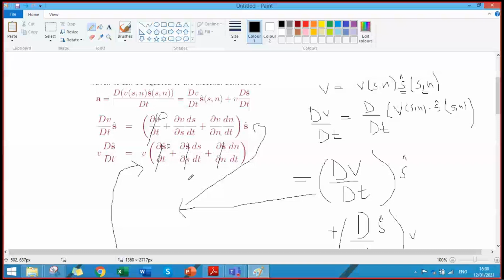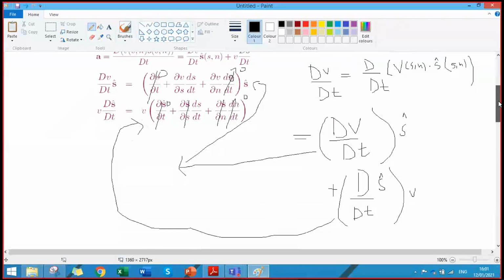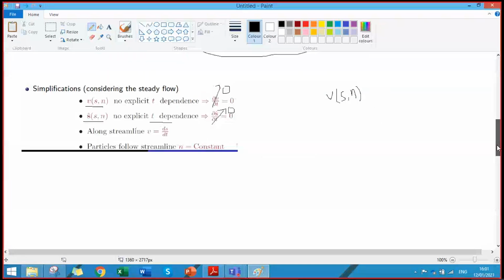If N is constant along the streamline, there is no change in N, which means that dN by dt would be 0 here and it would be 0 here, right? Is it clear? Sir, please explain the N part again. N is constant now. When particles flow along the streamline, N will remain constant. So when N is constant, its derivative with respect to any variable, with respect to x, with respect to time, with respect to s, will remain 0, right?